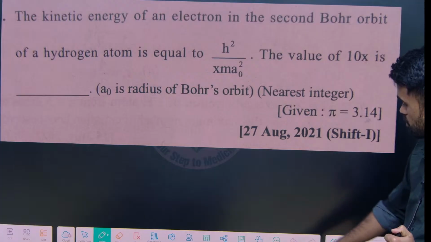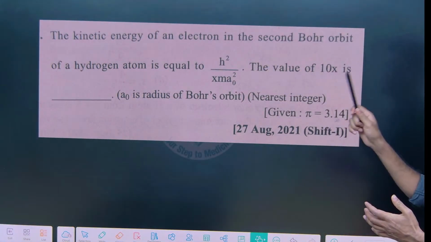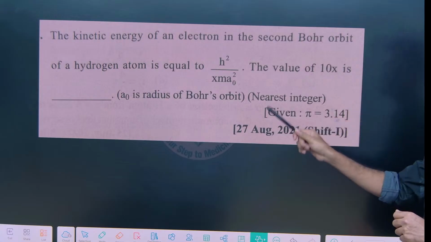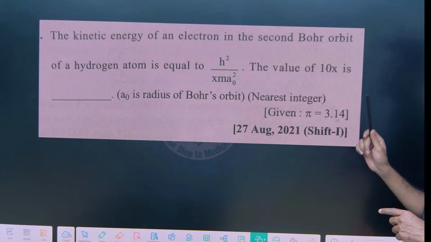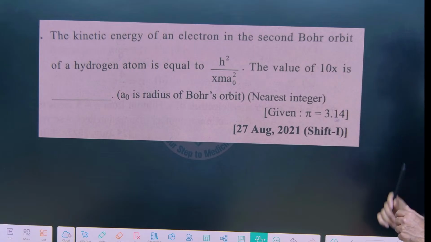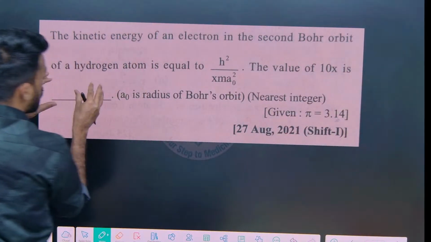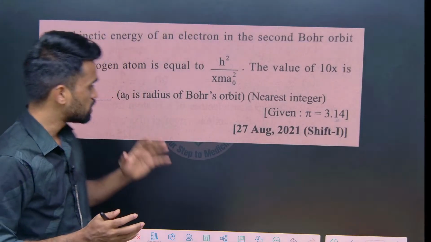Look at this. The question says the kinetic energy of an electron in the second Bohr orbit of a hydrogen atom is equal to h square by x m a naught square. The value of 10x is. One of the important questions this is, because the same model question was repeated in the JEE Advanced exam also. So let's do this.